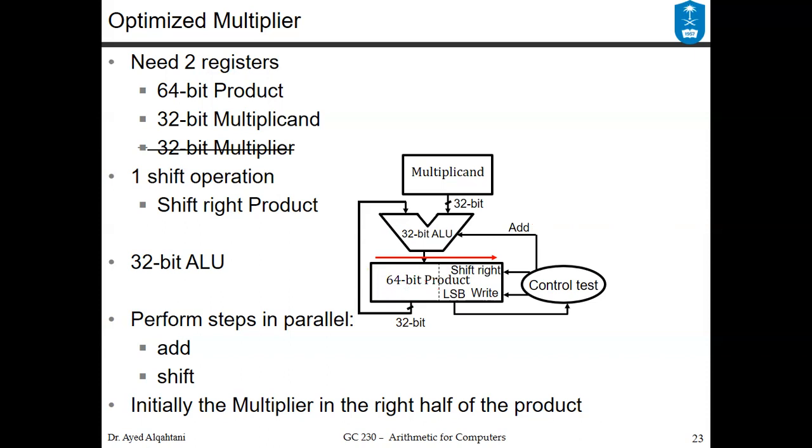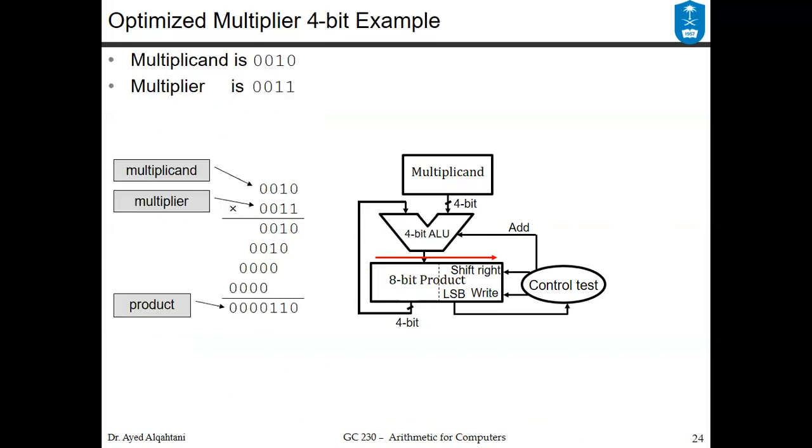Now, we will have the same example as the non-optimized multiplier. In the optimized multiplier, this is the hardware. And if we use a 4-bit example, the ALU is going to be 4-bit. The multiplicand is 4-bit. And we have an 8-bit product.